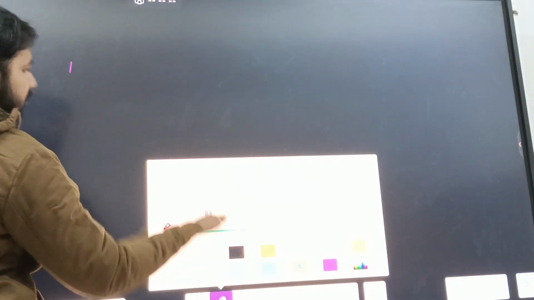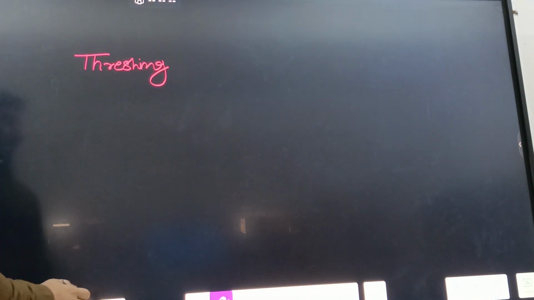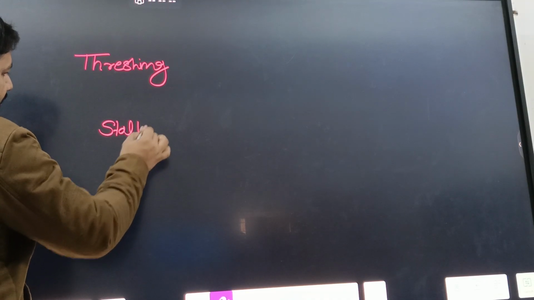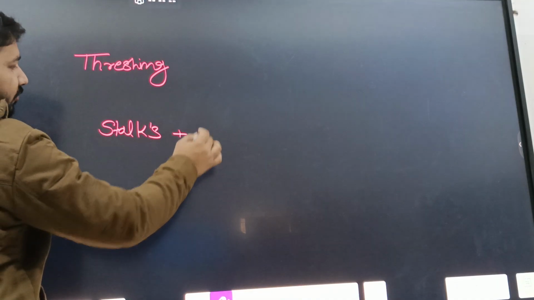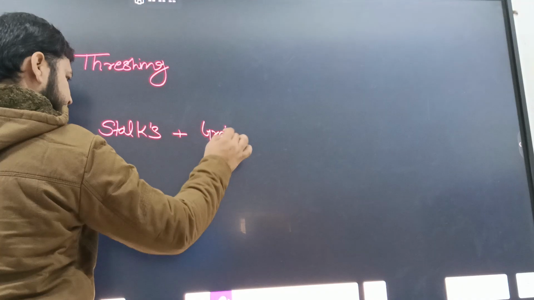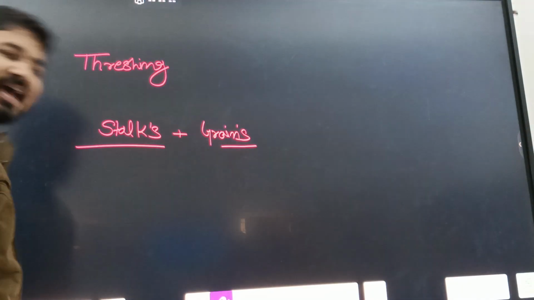The next technique name is threshing. Now I'm changing the color so that it is visible. In the threshing technique, we separate wheat grains from the stalk. Okay, thank you.